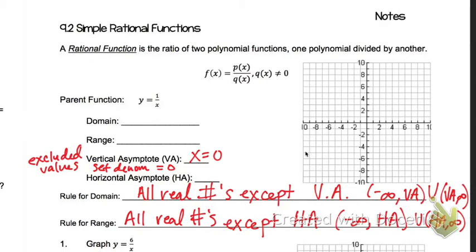For this type of graph where you have a number on top and just an x on the bottom, your horizontal asymptote is going to be whatever is out to the side, if you had a plus or minus something. And there's nothing there, so I'm going to say that it's y equals 0. So I'm going to make this smaller and draw my asymptotes.